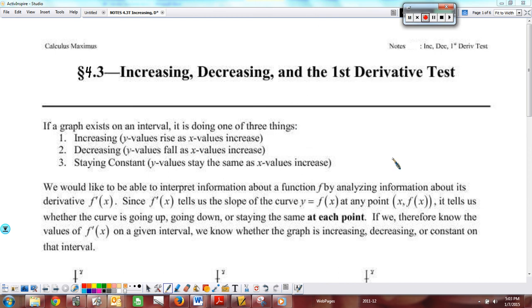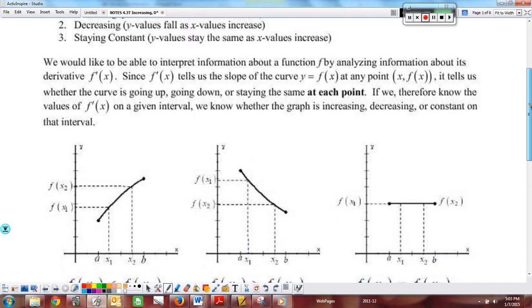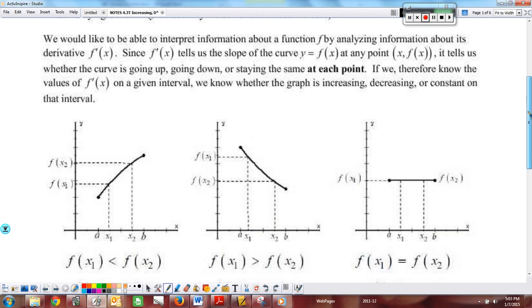Alright, so now we're going to look at some strategies for determining extrema when we do not have a closed interval and when we're only looking for local extrema. Now, a little review for us here from pre-calculus: if a graph exists on an interval, it has to be doing one of three things: increasing, decreasing, or staying constant. So that's fairly straightforward. We want to interpret information about a function by analyzing information about its derivative.